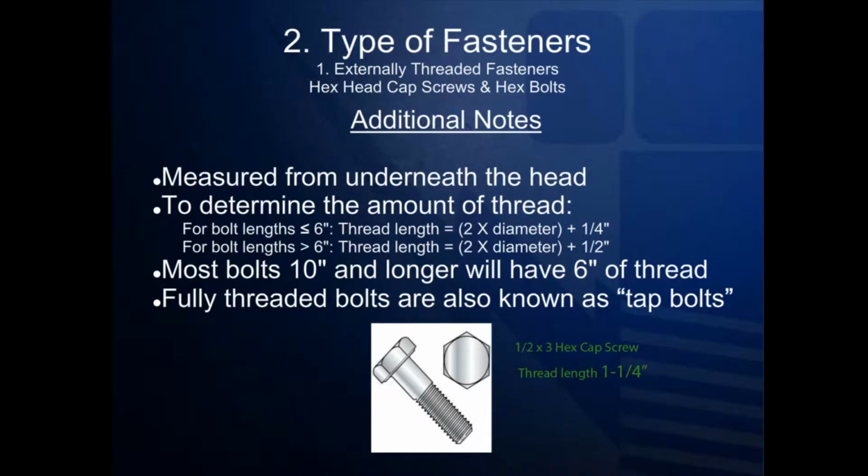Another interesting rule of thumb is that most bolts that are longer than 10 inches will have 6 inches of threads. This is pretty common with anchor bolts. Bolts that are fully threaded are also called tap bolts within the fastener industry.